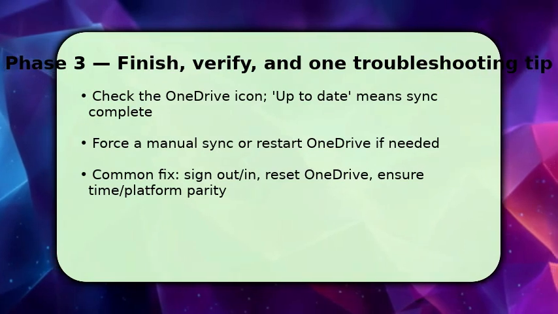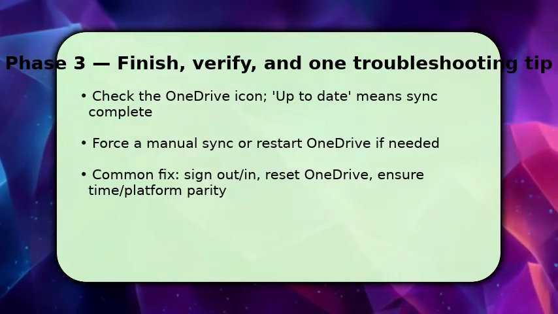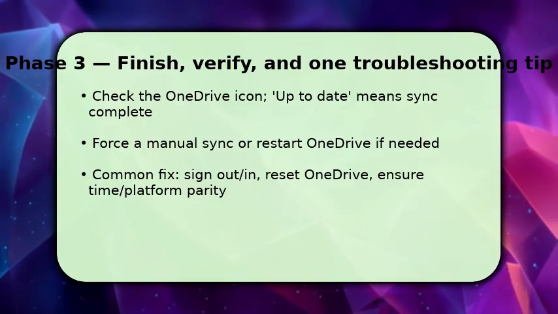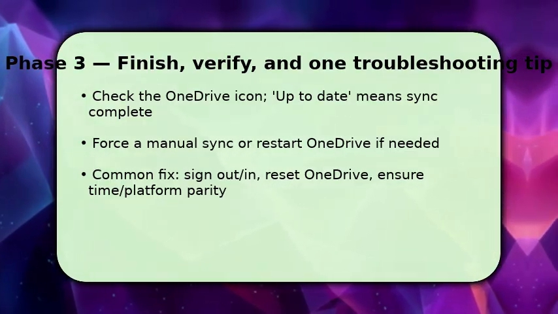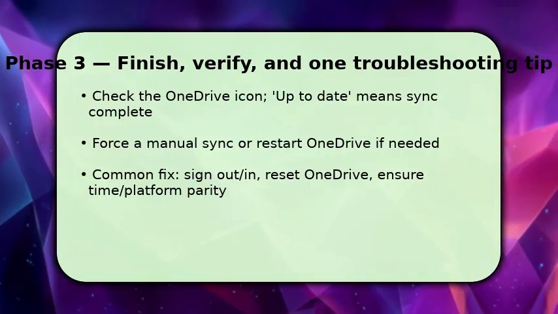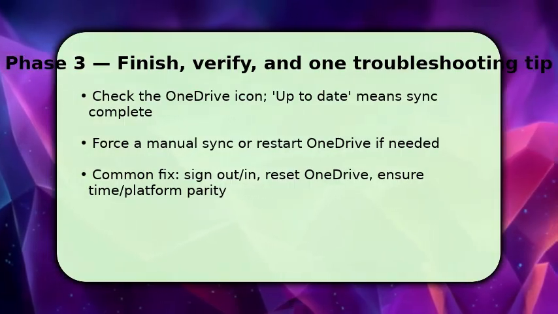Finish by verifying sync status. Click the OneDrive icon. Up-to-date confirms success. If files aren't appearing, pause and resume syncing or force a manual sync. Sometimes restarting OneDrive resolves transient errors.